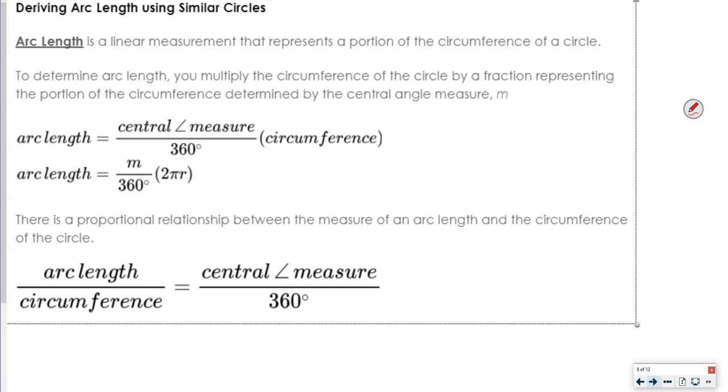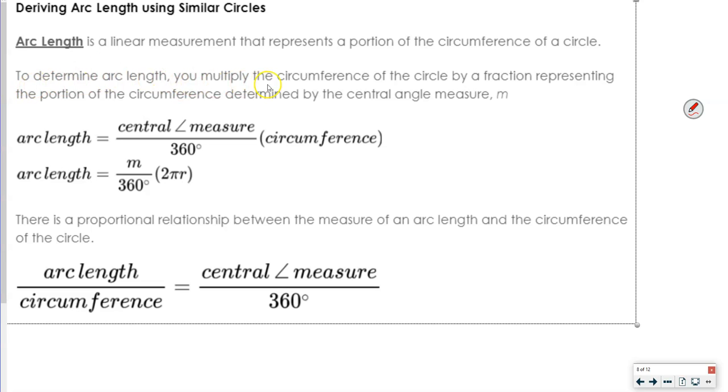All right, so this next part says deriving the arc length using similar circles. So arc length is a linear measurement that represents a portion of the circumference of the circle. So we're talking about a portion of the circumference, right? A part or a fraction, okay? And that's where our central measure over our 360 comes from.